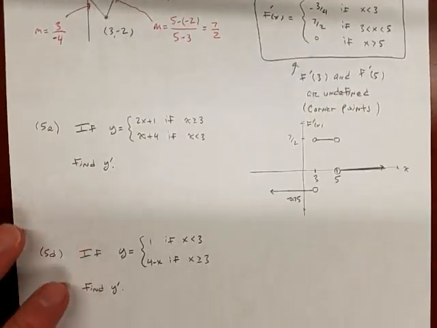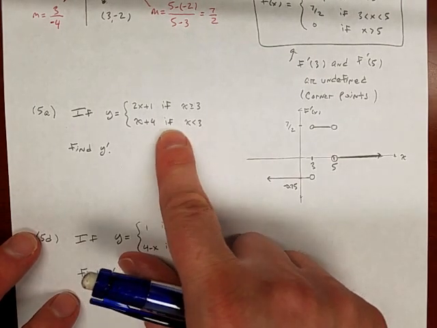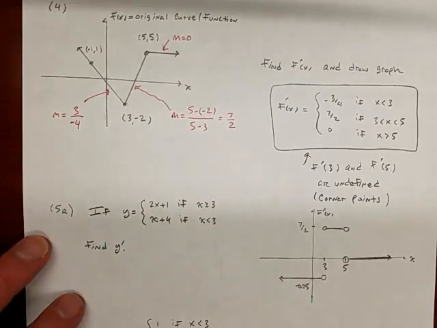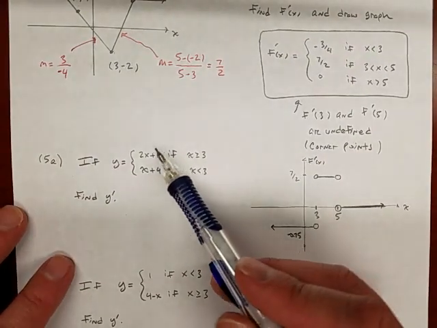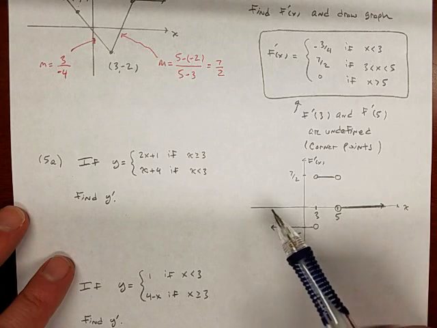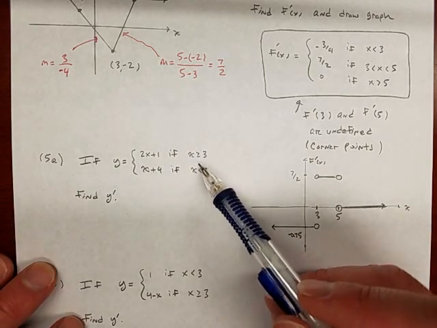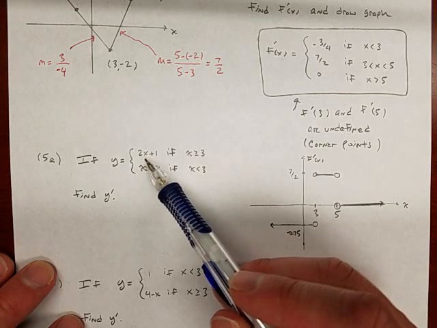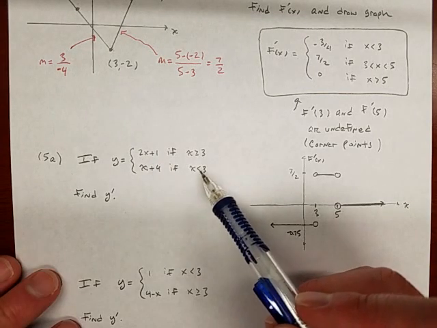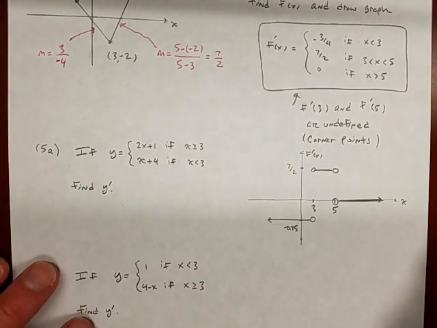Now, how would this be any different? That is not too much different than this. It's one line and another line, okay? Joining at 3, okay? What's 3 give you there? 2 times 3 is 6 plus 1 is 7. What's 3 give you here? 3 plus 4 is 7. So it's kind of like that.